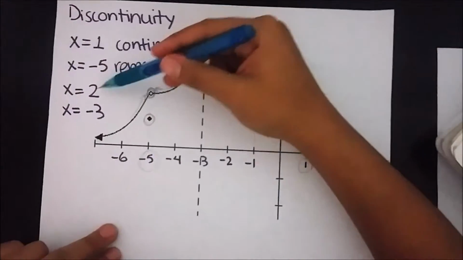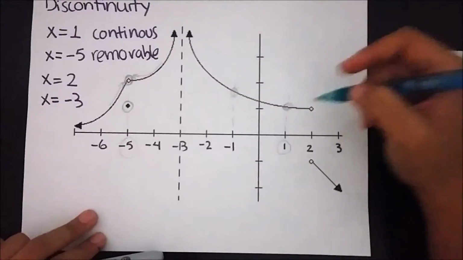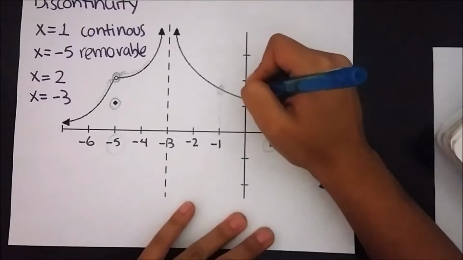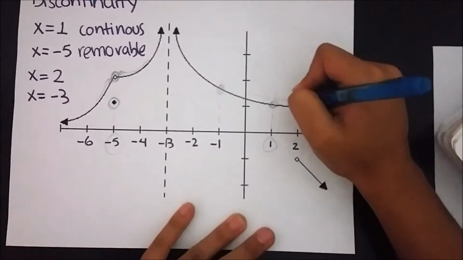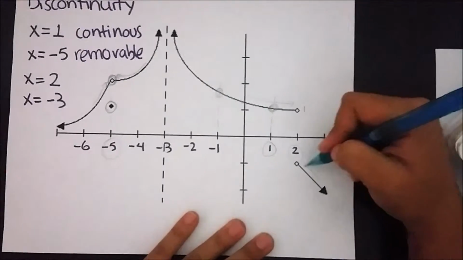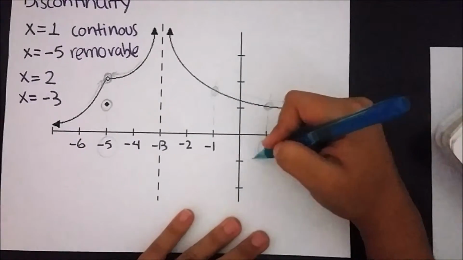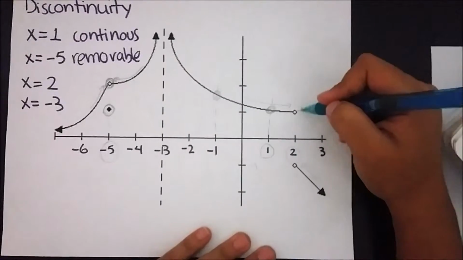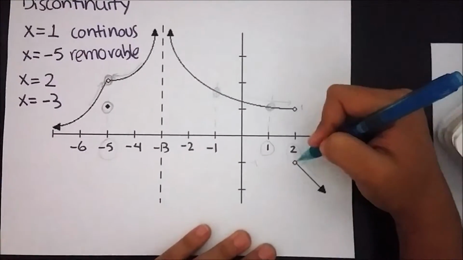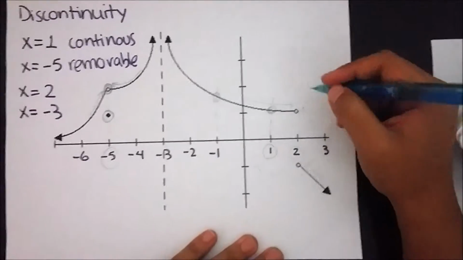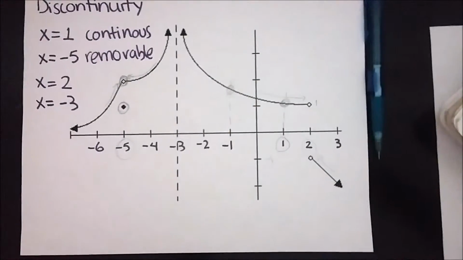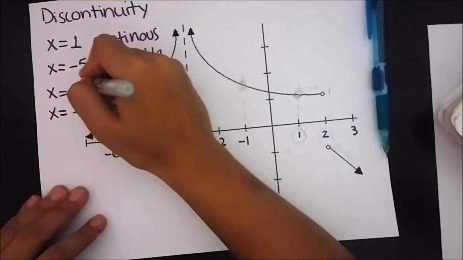Now we look for the value of x equals 2. Here is the value of x equals 2. We see that it comes from the negative side and stops at 1, and comes from the positive side and stops at -1. In this example, the limit does not exist because it stops at different values, but the graph is jumping, so this type is a jump discontinuity.